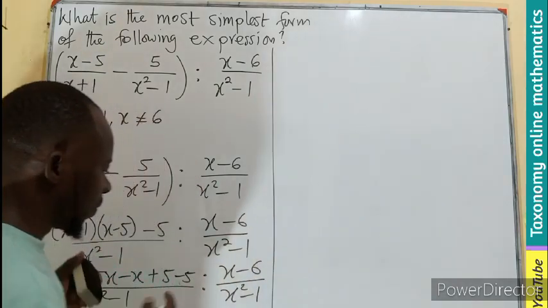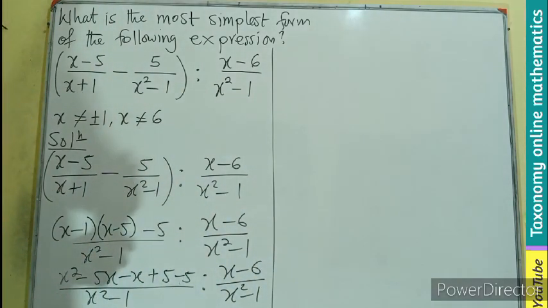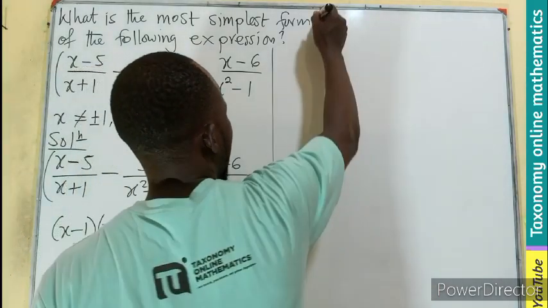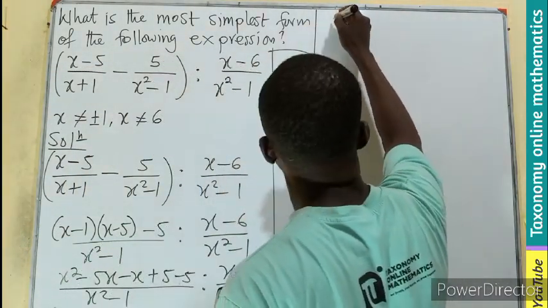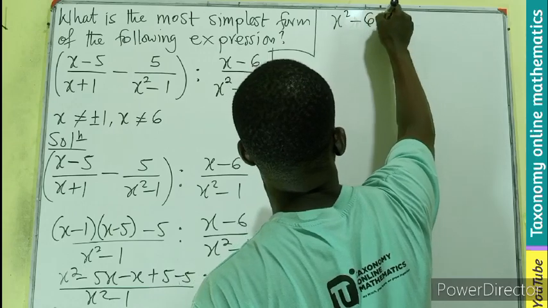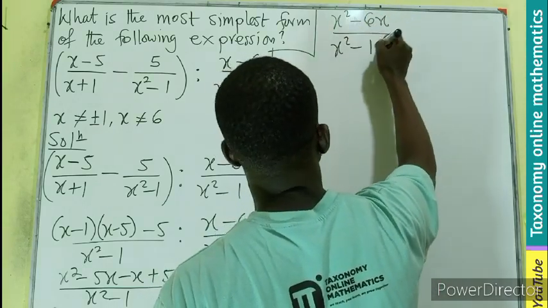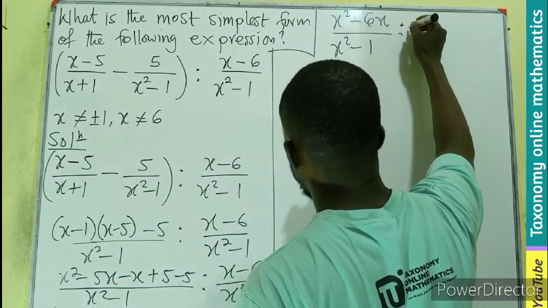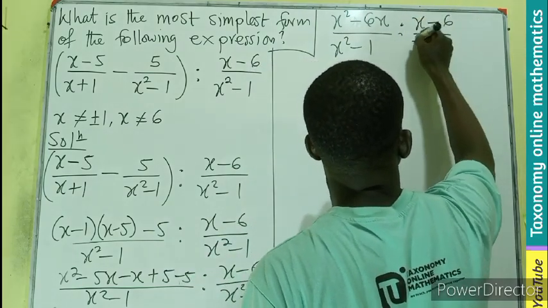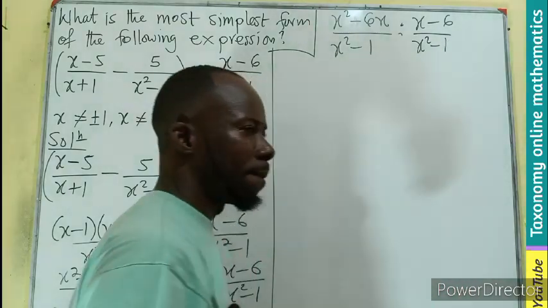So let's take this. If we simplify the numerator, we can see from here that 5 minus 5 will cancel. Then minus 5x minus x will give us minus 6x. So right away, we have (x² - 6x)/(x² - 1) equals (x - 6)/(x² - 1).